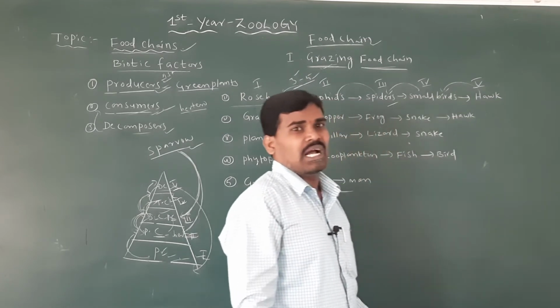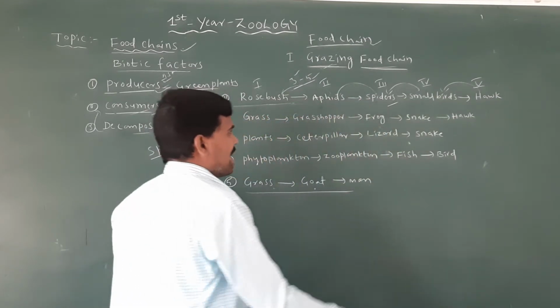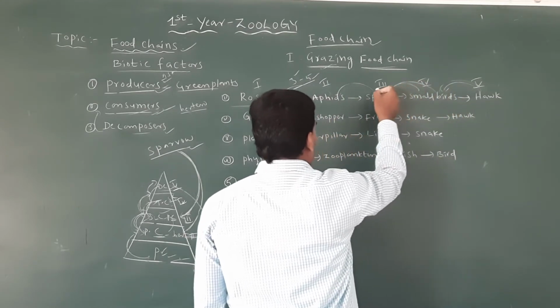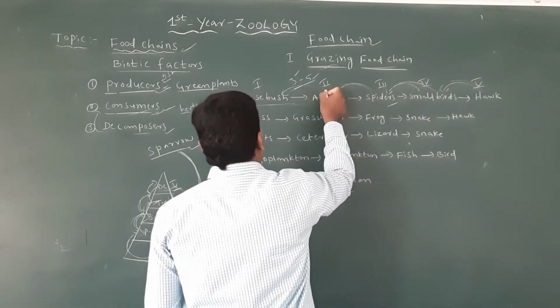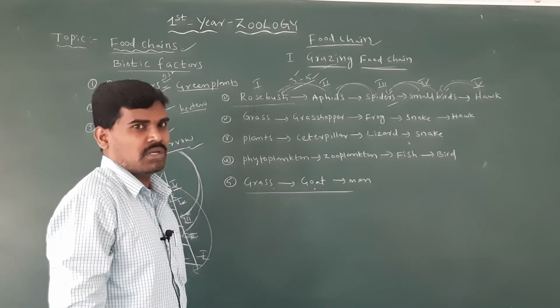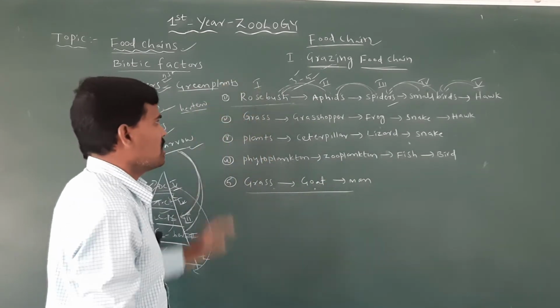Next, the hawk occupies the fifth trophic level. The hawk feeds on the small birds, the small birds feed on the spiders, the spiders feed on the aphids, and the aphids depend on the rose bush. That is 5 trophic levels.